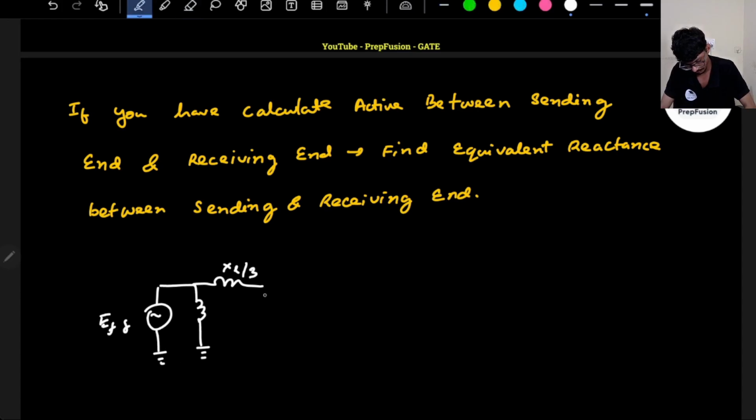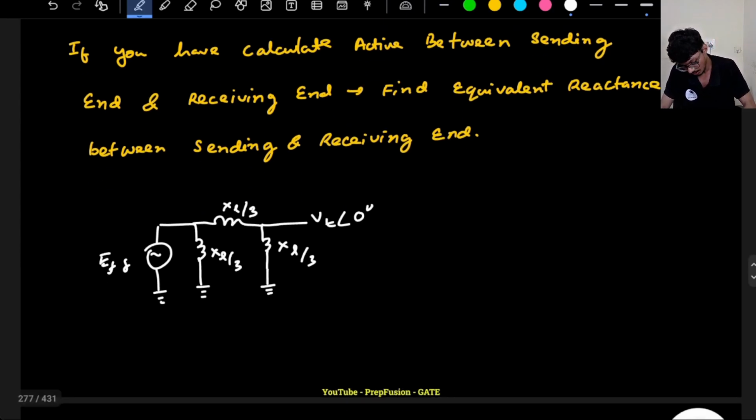This will become XL by 3, and this will be Vt angle 0. Okay, so now can you find it out? Now can you find out the expression? Now it is simple, right?